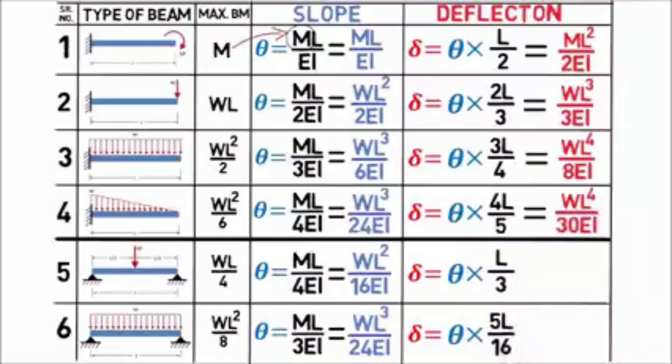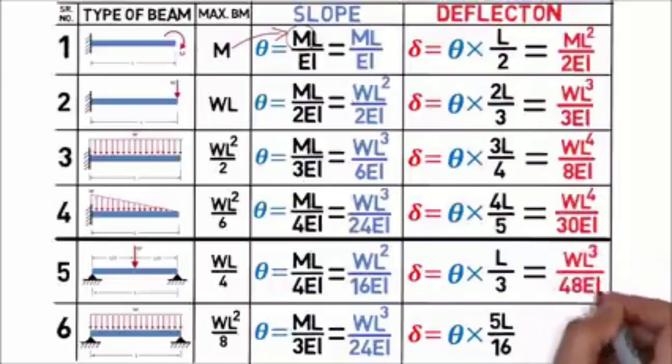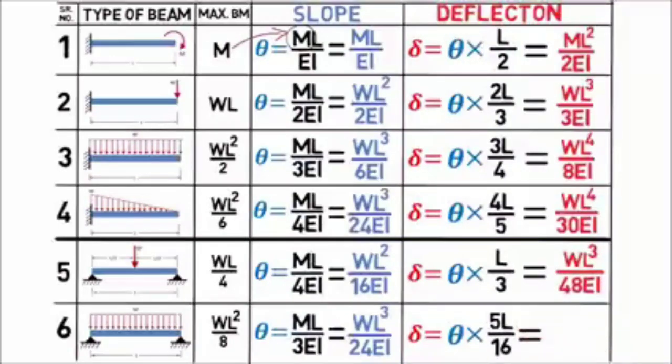And for the simply supported beam carrying a point load at mid-span, multiply the slope with L by 3, which gives WL cube upon 48EI. And for the last case, a simply supported beam carrying a UDL, multiply the slope with 5L by 16, which is near to L by 3, which will give 5WL raised to 4 upon 384EI.